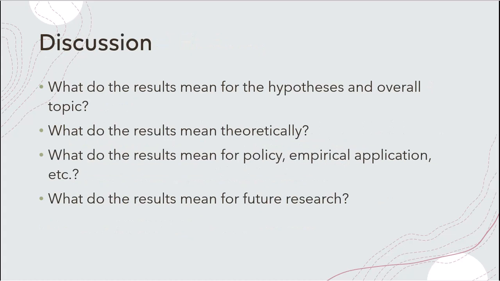Next, we have a discussion. This is where we talk about how the results relate to everything else that's been talked about in the paper. So what do the results mean for the hypotheses and the overall topic? What do the results mean theoretically? How do they tie back into the literature review that was done? What do the results mean for policy? What are some empirical applications or implications of this research and these findings? And what do the results mean for future research?